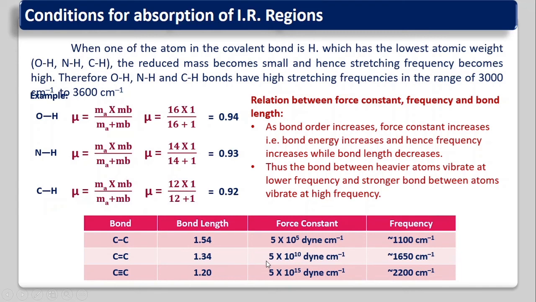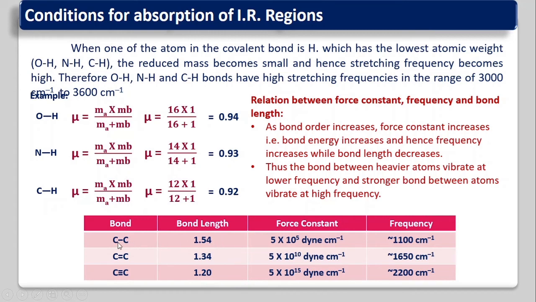Well, that will be high. For the double bond, the force constant is 5 into 10 raised to 10 dyne per centimeter, and that will be higher as compared to this, 2 in triple bond, that is 5 into 10 raised to 15 dyne per centimeter. So as we know, the vibrational frequency is directly proportional to the force constant, directly proportional to the strength of the bond, and inversely proportional to the bond length.